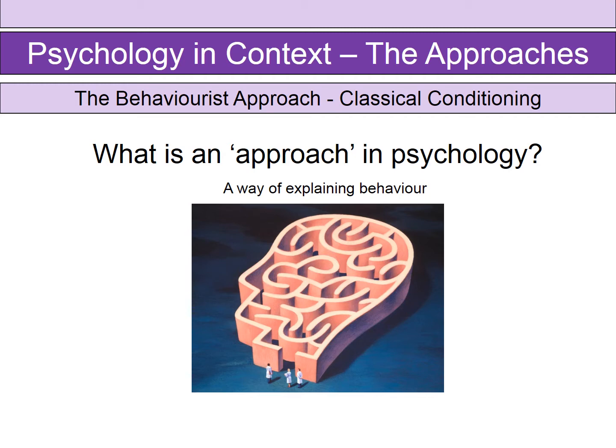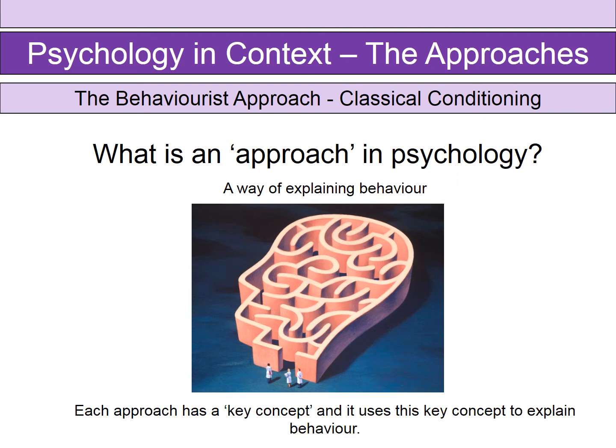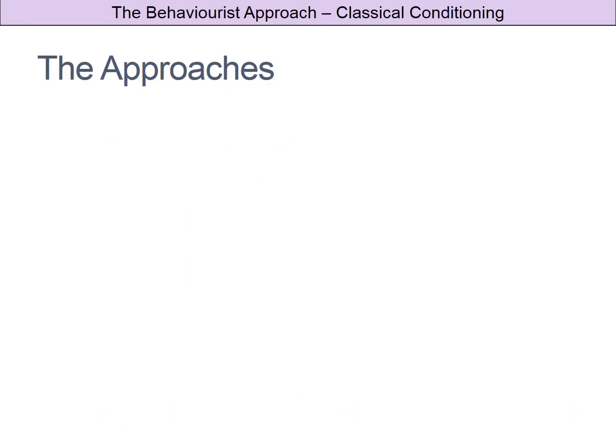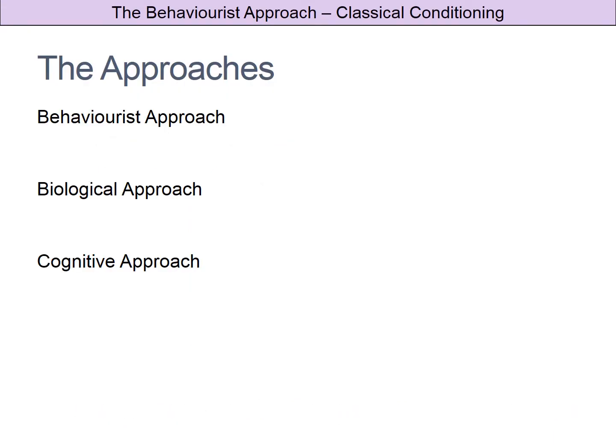And they would each have a key idea or a key concept that they would use to explain that. So each of the approaches we're going to look at has a key concept and uses that concept to explain behaviour. In this course, you need to know about the behaviorist approach, the biological approach, cognitive approach, the psychodynamic approach, and the humanist approach.